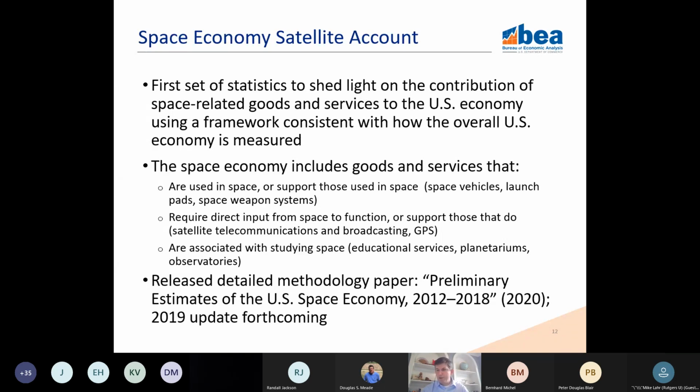There's a nice paper published last year on the BEA website that describes the preliminary results and the methodology in more detail, that you can find again on the BEA website.